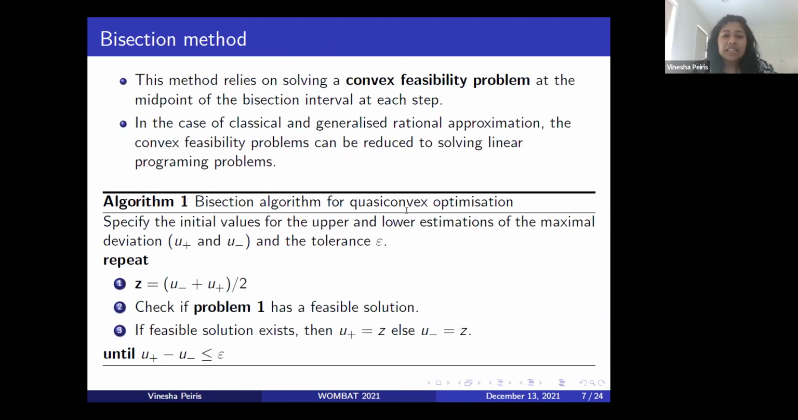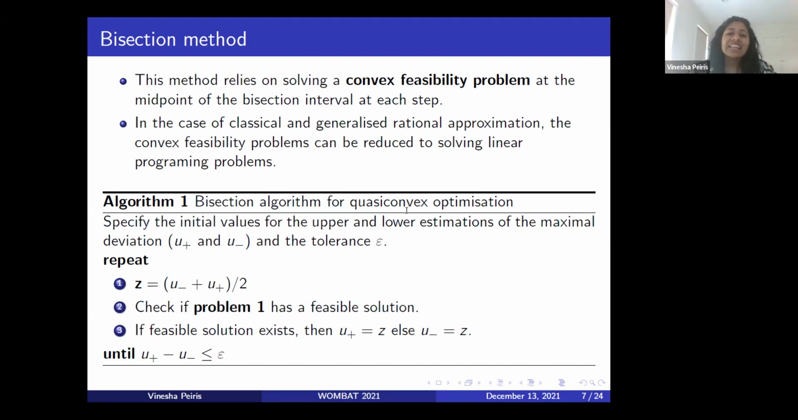Now, this method is actually developed to solve quasi-convex optimization problems in general. And this method relies on solving a convex feasibility problem at the midpoint of the bisection interval. And this is actually the most important step of this process. And in some cases, solving the convex feasibility problem is not as easy as we think.